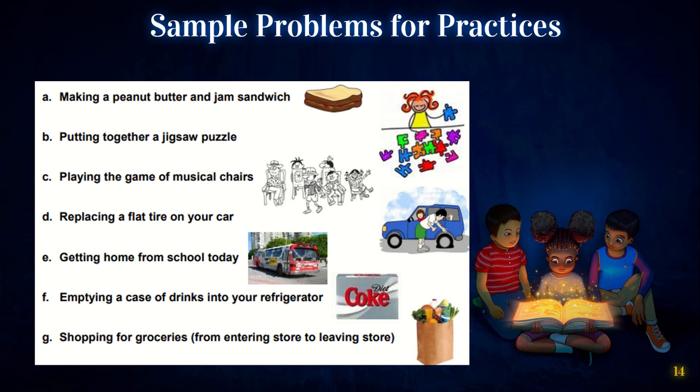Some sample problems we will see here. The first one is making a peanut butter and jam sandwich. What are the steps that you have to do? All of that you can make into an algorithm. Another one, putting together a jigsaw puzzle, and then playing the game of musical chairs. When we have order, then the results will make more sense.